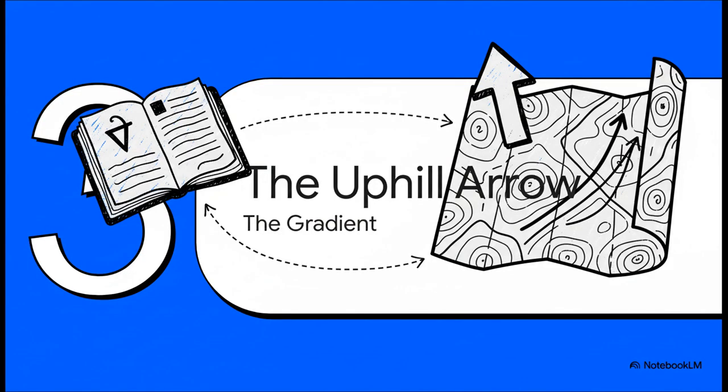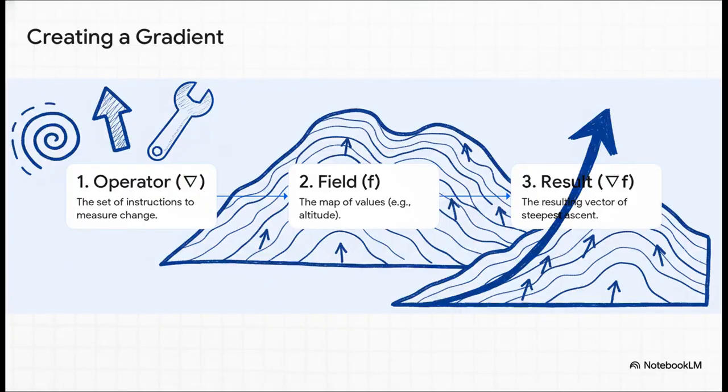All right, it is time to put the pieces together. We've got our operator, del. We've got our map, the scalar field. And when we apply that operator to our map, we get something incredibly useful, the gradient. Or, as I like to call it, the uphill arrow. So here's how it plays out. We take our operator, that little del symbol, we tell it to act on our scalar field, which we can just call f for function. That's our mountain map of altitudes. And the result, what we create, is written as del f. That is the gradient. See? We've just given our instruction manual something to actually work on.